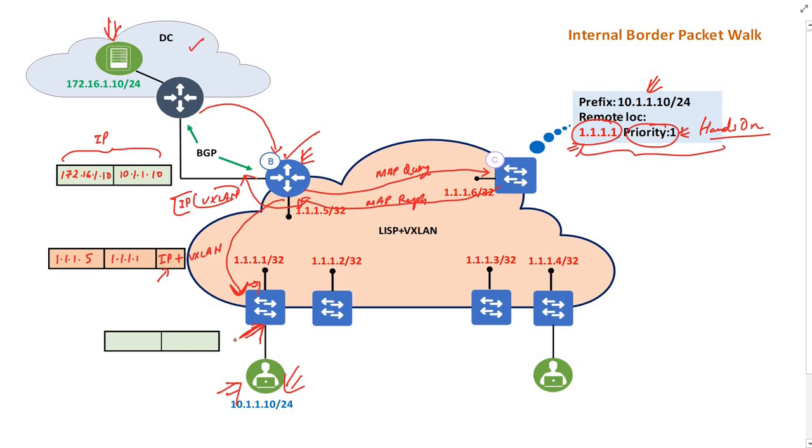Edge node will decapsulate the packet and forward the plain IP packet towards the user. The source IP address of this packet will be 172.16.1.10 and destination IP address will be 10.1.1.10. Correct, guys? So far, so good.